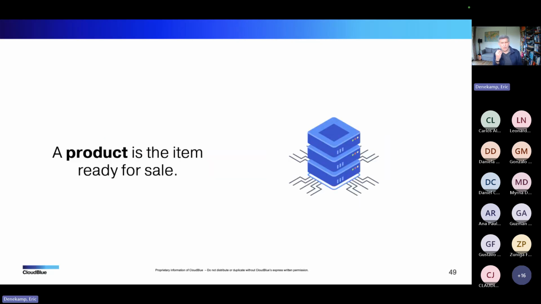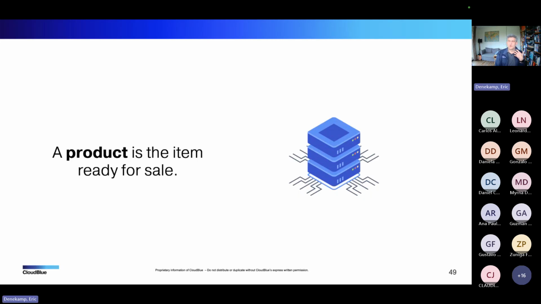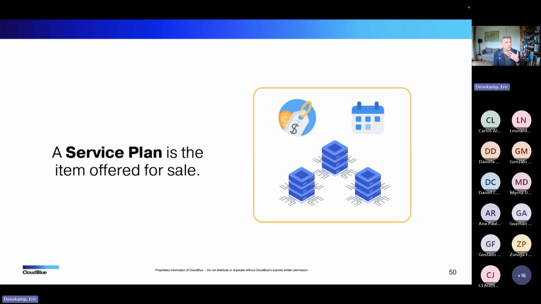And that means that a product is the item ready for sale, is the service plan in this case, right? The difference between a product and a service plan, I would say there is not that much of a difference. For us, when we talk to our end customers, we talk about products, right? We're talking about the products within the Office 365 portfolio. We talk about the products in the Dropbox portfolio. Internally, in our platform, we talk about service plans in this case.